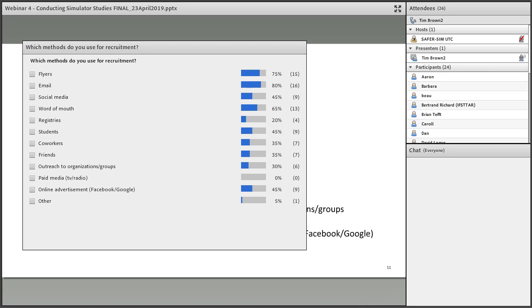As we've looked at it, we've done a lot more social media recently, and that's a good one. We've also done some work with online advertisement using Facebook and Google to do targeted advertising when we're trying to get hard to capture populations. I see that no one marked paid media. We may be a difference here, but we've used that periodically over time, and so we're going to dig into a little bit more on this.